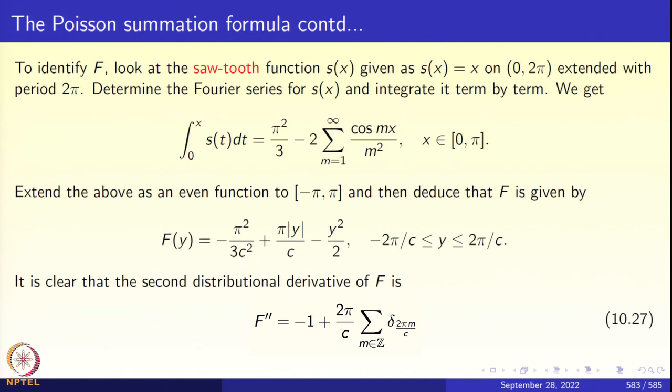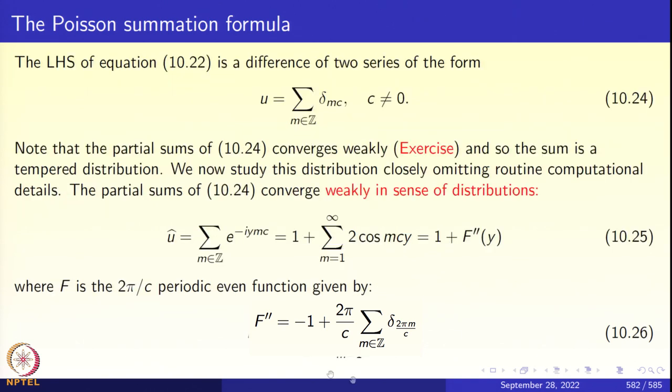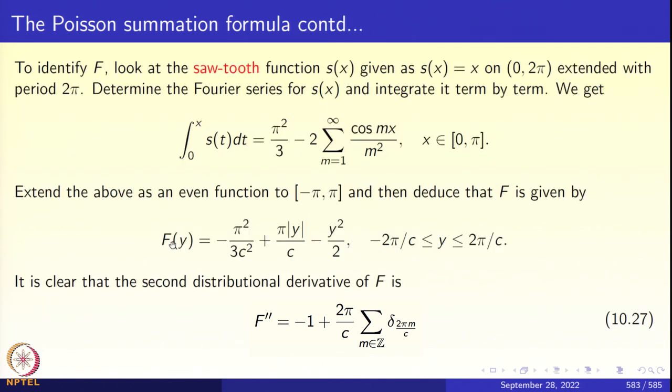So in some sense, for the summation cos mx upon m squared, I have an expression. Namely, I just have to take the sawtooth function and integrate it. And I need to replace x by cx, so that I get cos mcx upon m squared. And so I can calculate explicitly what this f of y is going to be. And that f of y has been displayed over here.